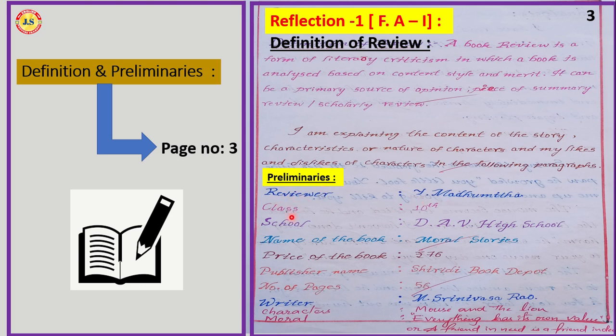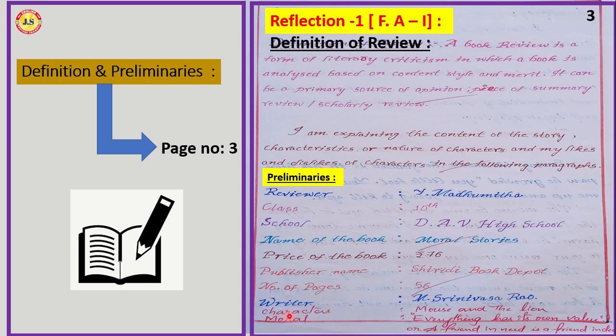Then after that, a class. If it is 6th, then write 6th. If it is 10th class, then write here the class. Then here the name of the school. Here you can write the name of your school, and the name of the book which you have read, and the price of the book should be mentioned, and the publisher's name, and the number of pages. And here you should write the writer, who is the writer of that book.